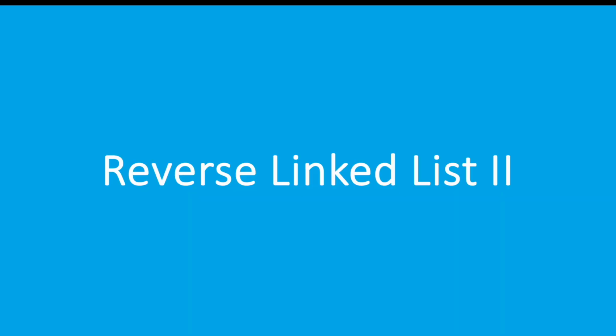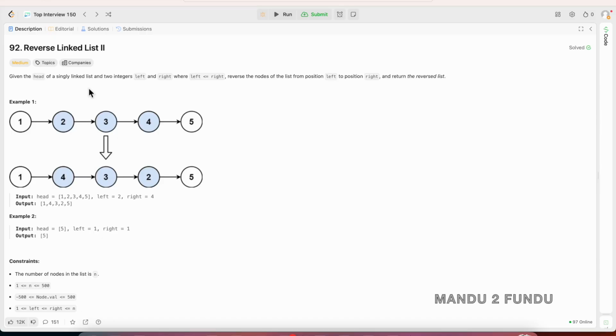In this video, I'm going to discuss the solution for reversing a part of the linked list. Let's look at the problem description. We are given the head of a singly linked list and two integers left and right. Basically, we have to reverse the nodes present from position left to position right and return the reversed list.